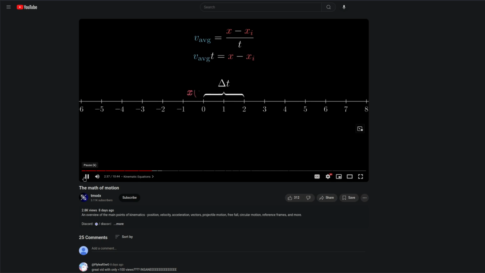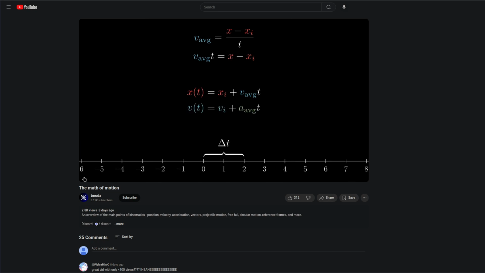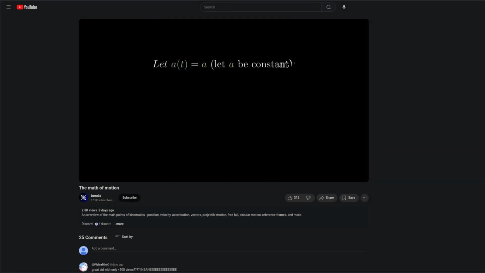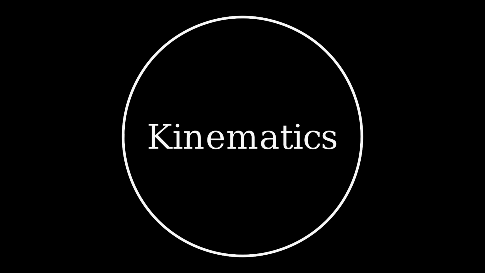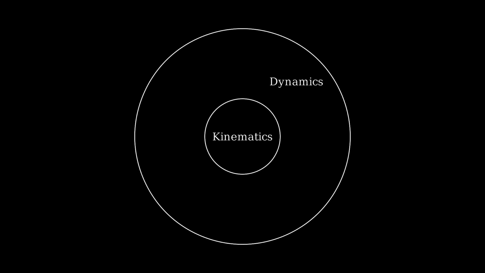In the previous video, we learned how to model the motion of objects given their initial positions, velocities, and accelerations. And in each example, we kind of just assumed that we would know what those values were. But how do we know them? Where does motion come from? This is where we'll have to broaden our scope from kinematics to dynamics, which includes both the motion of objects and where that motion comes from.